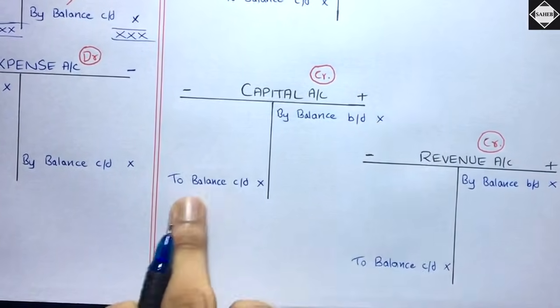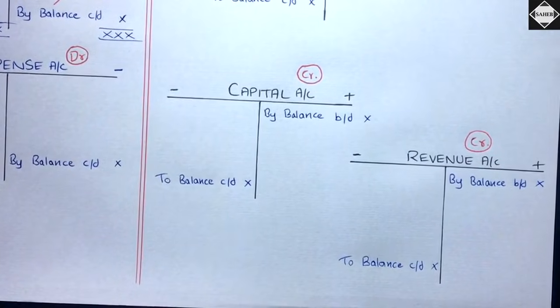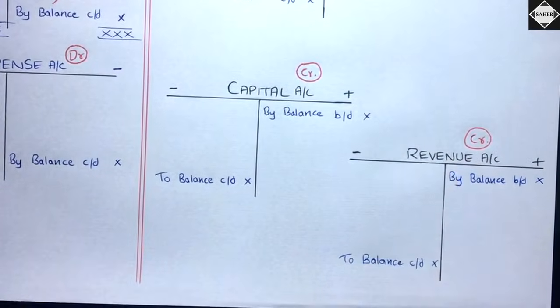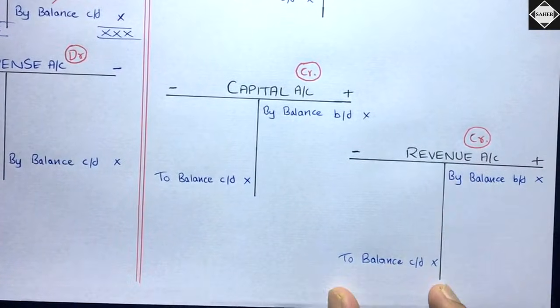Opening balance over here, closing balance over here, all the rules and everything are the same, because this is one group. So for a revenue or income account, the same way, opening balance over here, closing balance over here.